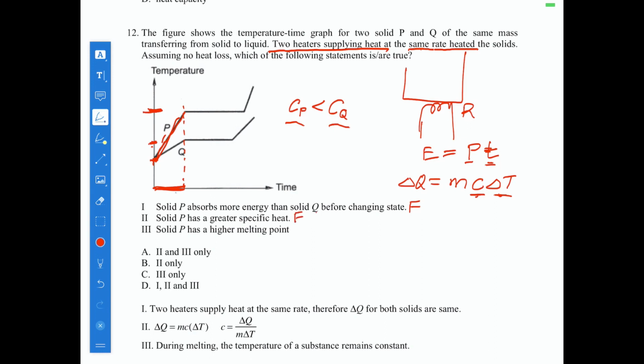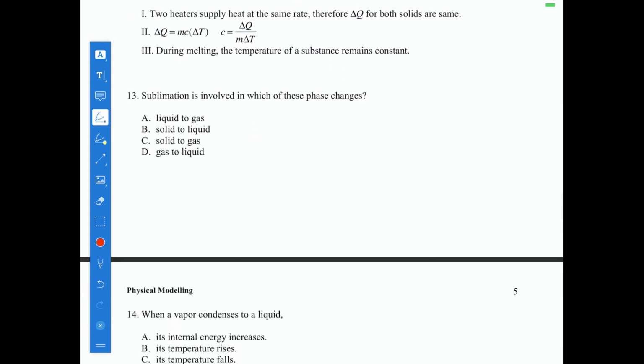Solid P has a higher melting point. Yes, here the melting point is definitely higher than Q. So this is true. So the answer is C only. Number 13.